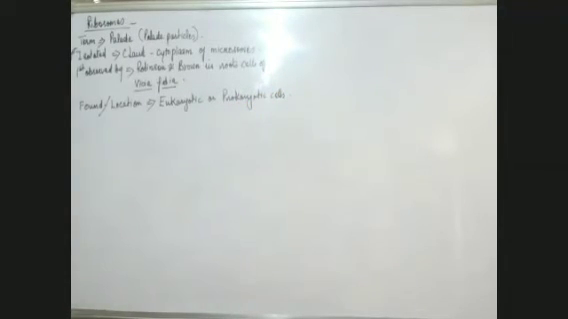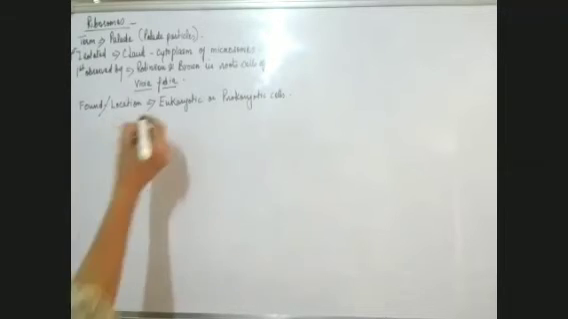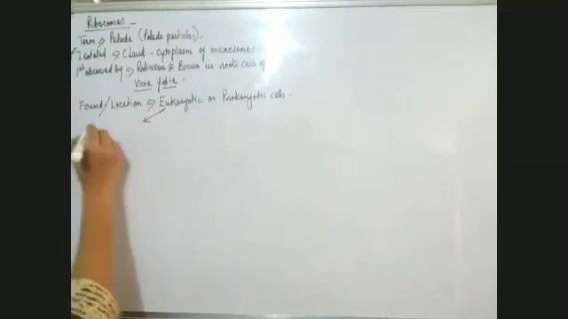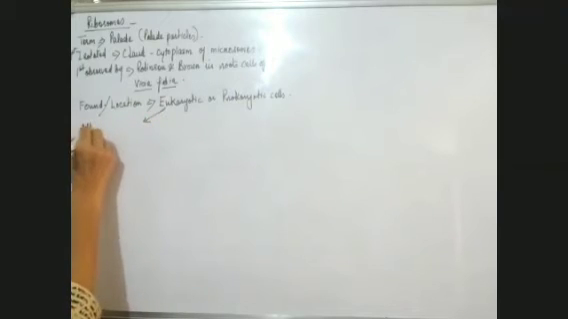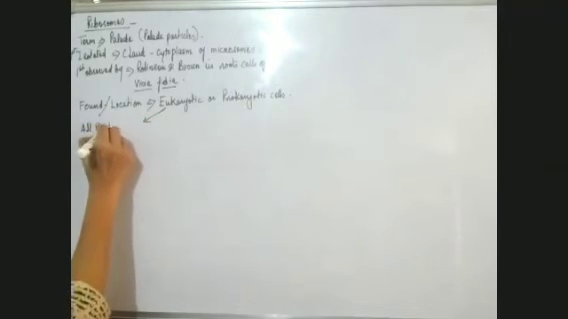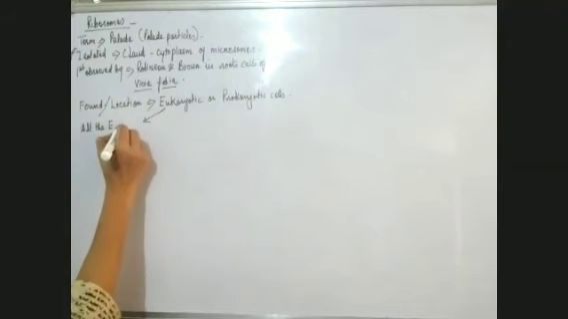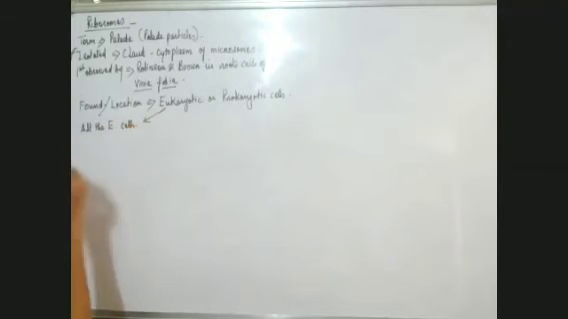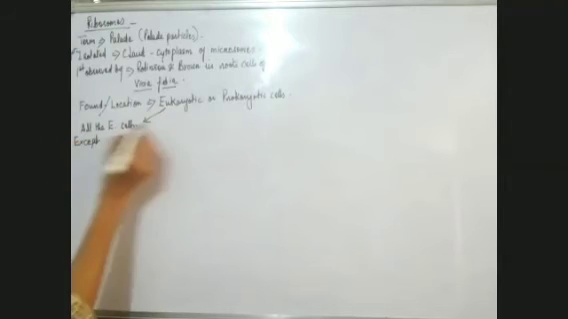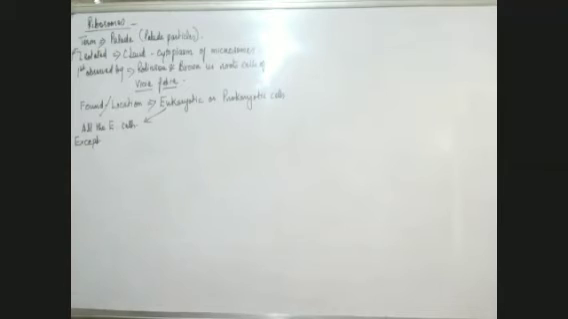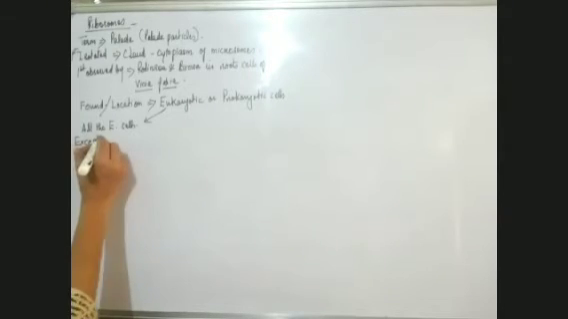They are found in both eukaryotic and prokaryotic cells. When we talk of eukaryotic cells, these are found in all the eukaryotic cells except for two. And what are those two exceptions?